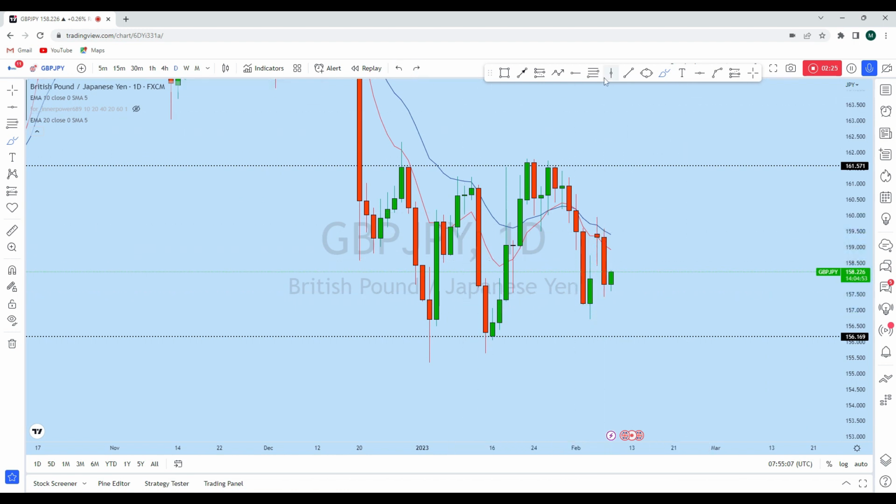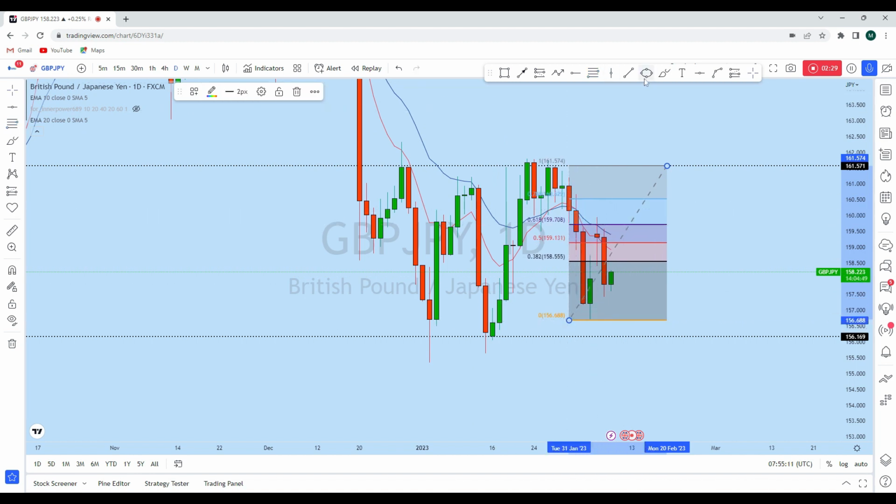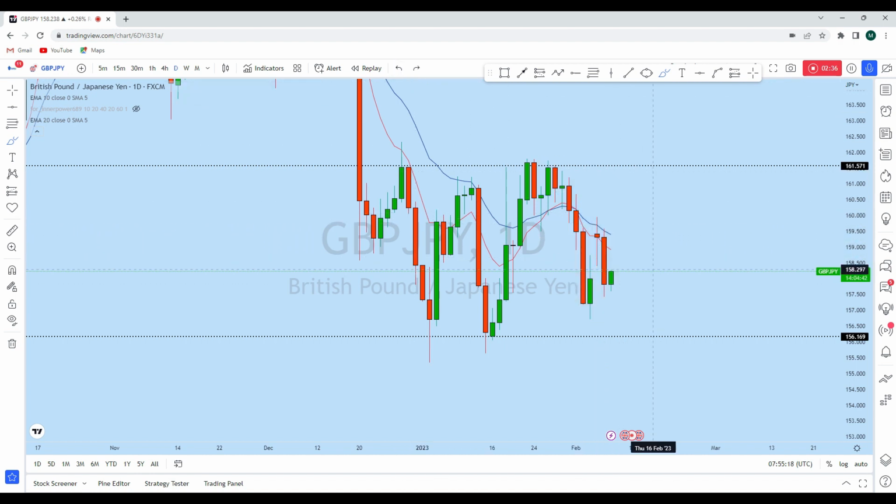If we take our Fibonacci for this move on the daily, we see that the price retraced to the 61.8% Fibonacci, penetrated this zone and then closed back below, completing a full Fibonacci level along with a daily 20 EMA retest, which is also a retest of this daily support zone here.